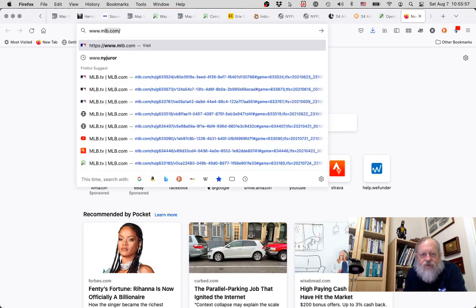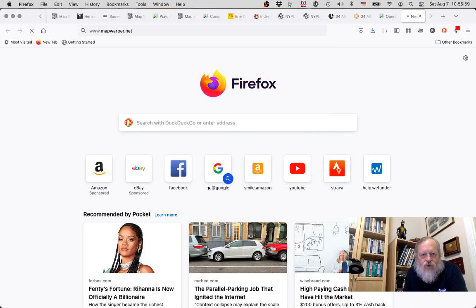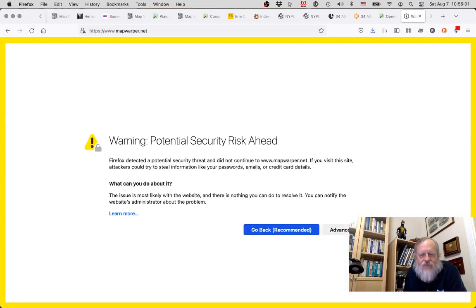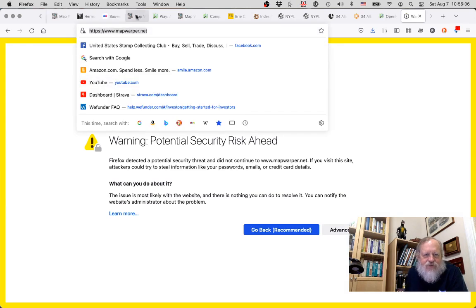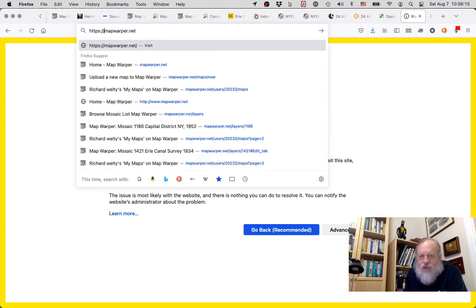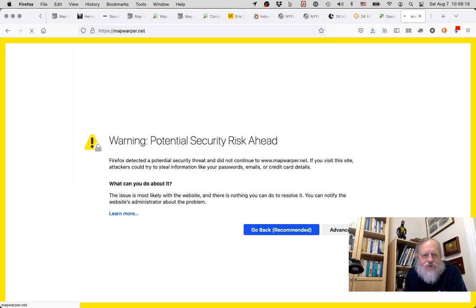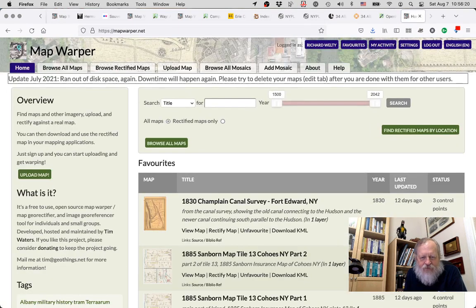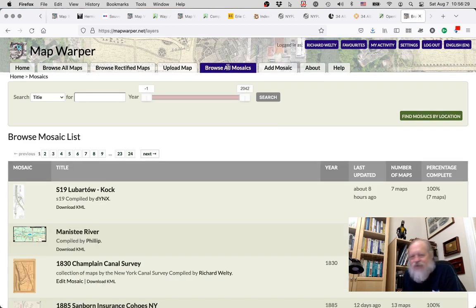And let's see. We're going to go to Map Warper here just because I like Map Warper. And yeah, Firefox certificate warnings. When Tim bought the certificate for Map Warper, he bought it for the domain without the www. So if I put in www, life is annoying.